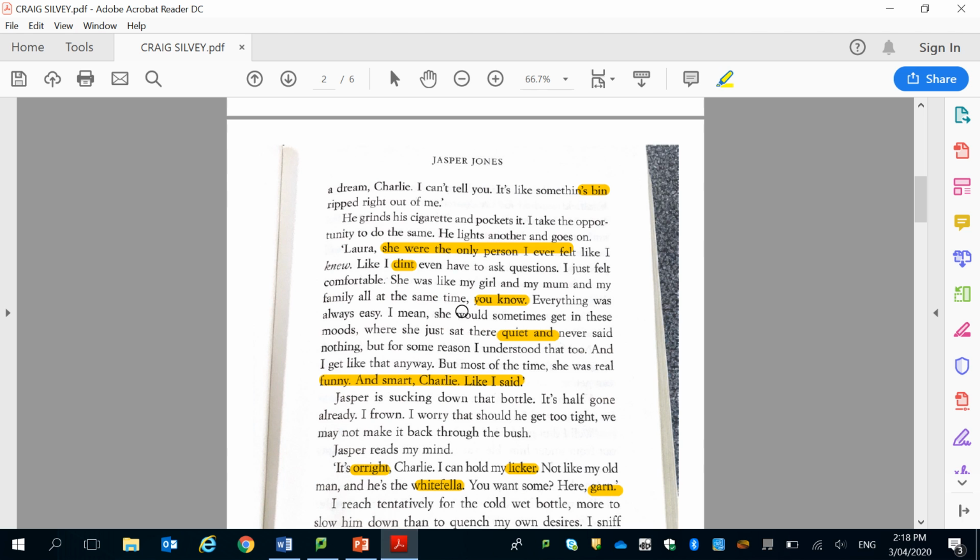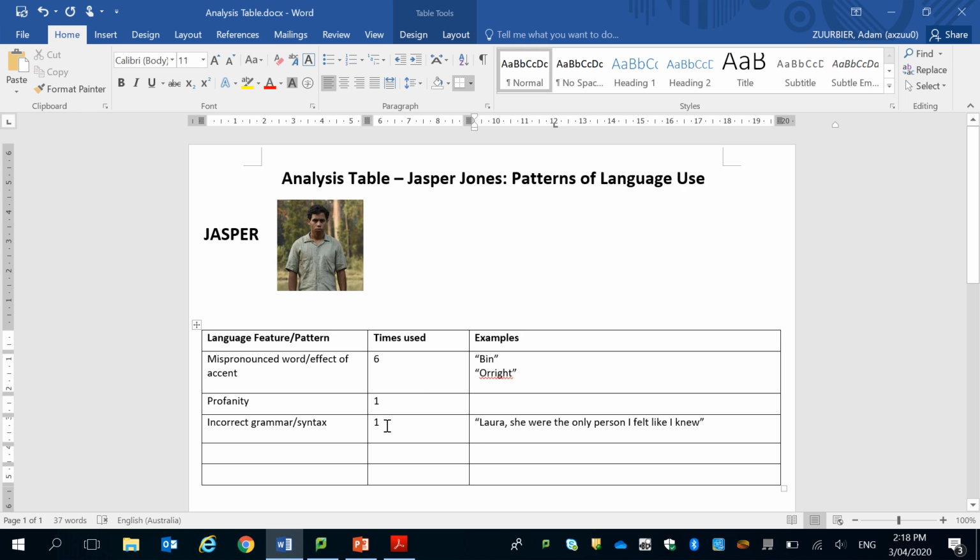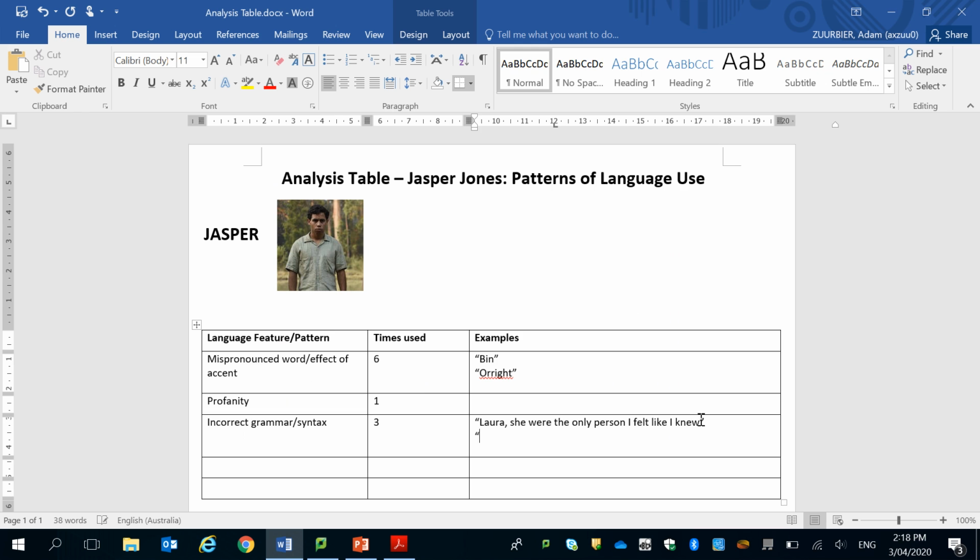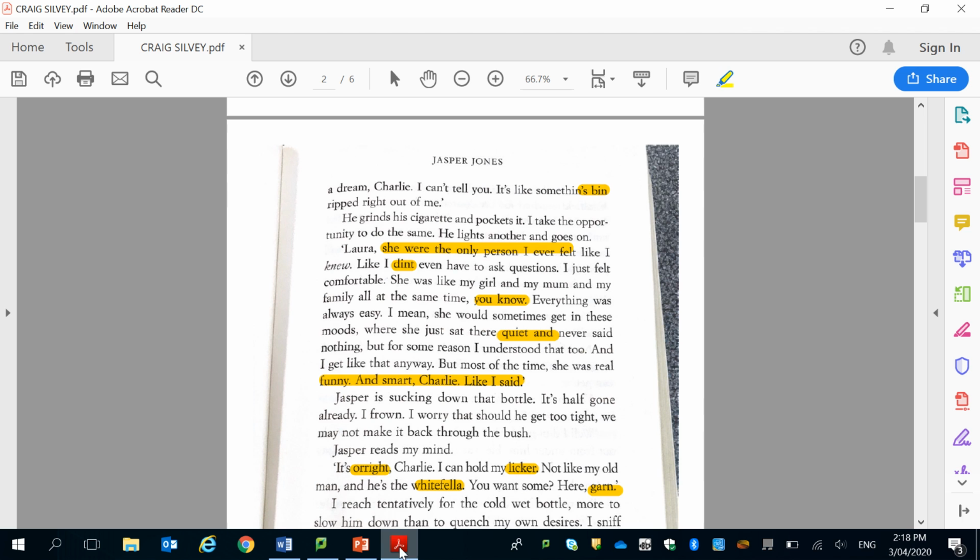Alright, now let's go back to page 2. Make sure you're pausing, okay, if you need more time to write it in. "She only person I felt like I knew, and she was real funny." So there's the incorrect grammar again. So 2 examples of that. 1, 2, 3. "She were real funny." Let's go back again.